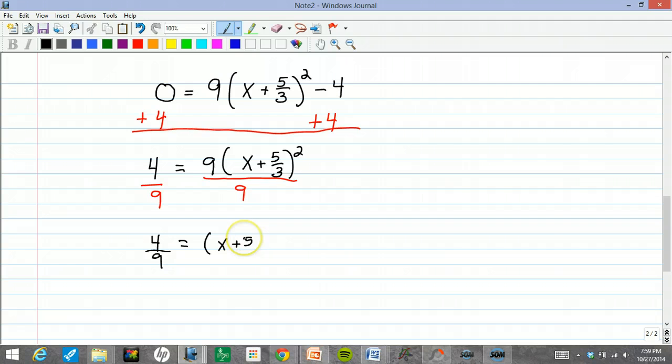X plus 5/3. I'll write it like this: 5/3 squared. So x plus 5/3 then squared. Undo the squaring by taking the square root. We are in algebra, so we do want our positive and negative value.